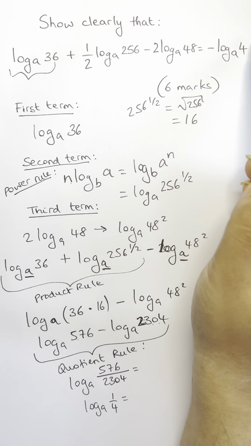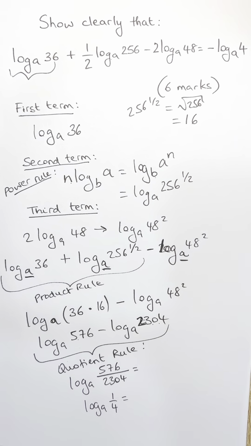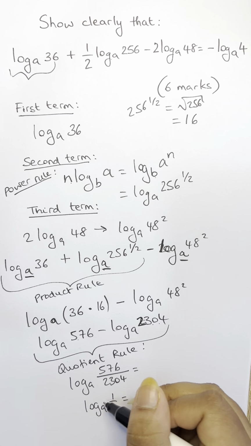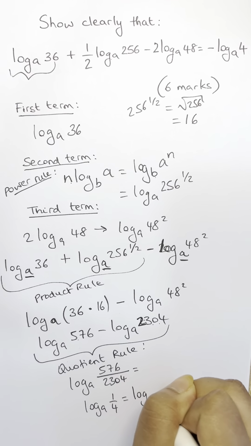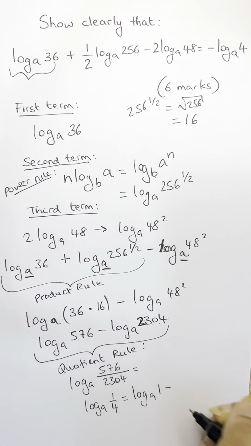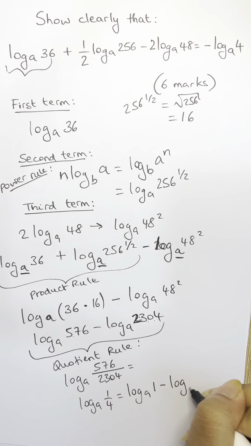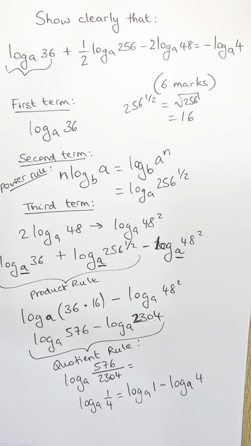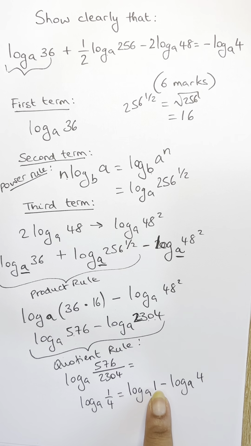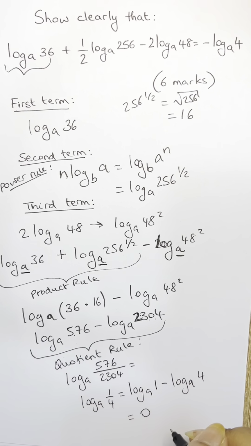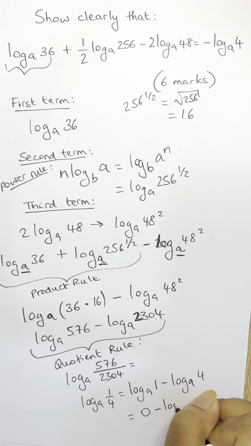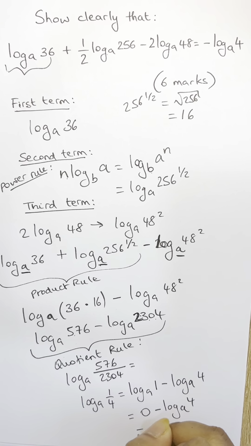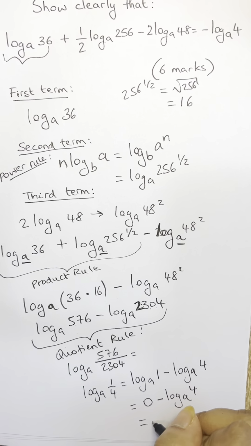I know that my final answer needs to be in this particular format here. So how do I get that? I can use the quotient rule again. That's log base a of 1, take away log base a of 4. The logarithmic rules tell me that log of 1 is equal to 0. So this becomes 0, take away log base a of 4. So your final answer is minus log base a of 4.